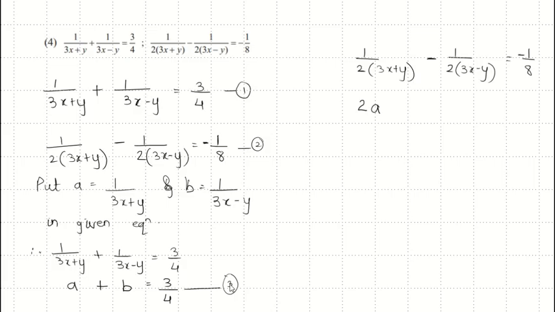Sorry, what will it become? This is not 2a, the 2 is in the denominator. So a upon 2 minus b upon 2, because 2 is in the denominator, not in the numerator. If 2 was in the numerator, we could have written 2a and 2b. It is equal to minus 1 upon 8. Mark this as equation number 4.